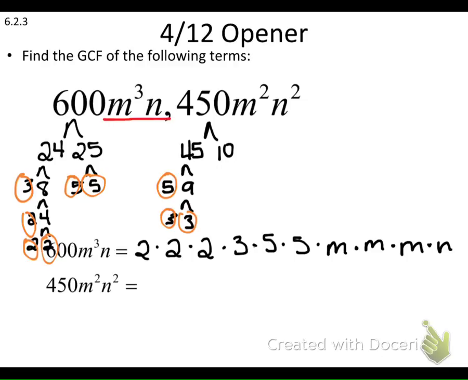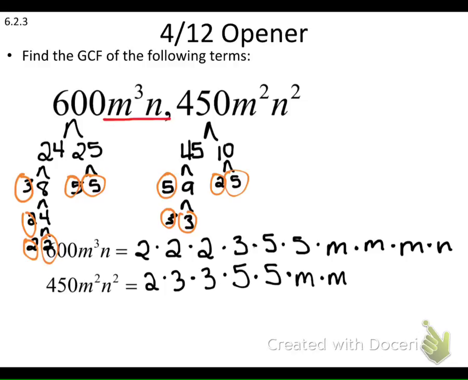Let's go over to 10: 2 and 5. Are those numbers done? Yep. All right. Bring those down. So I have 2, I have 3, I have 3, I have 5, and I have 5. Don't forget the 2 M's. I have my 2 M's too. M's with M's. I have 2 M's and 2 N's.